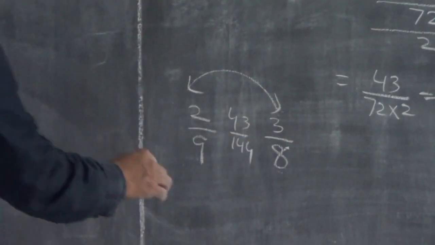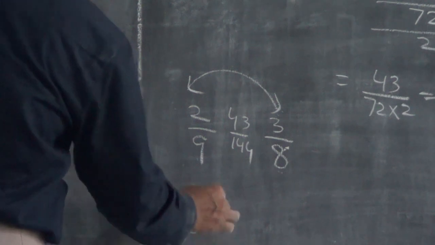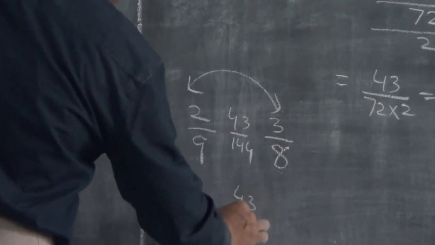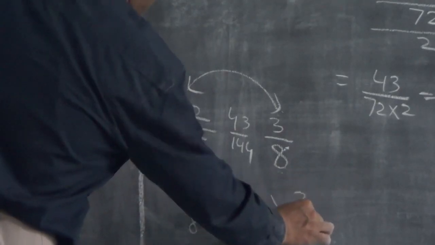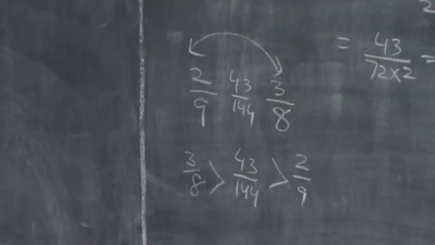If you want to arrange it in descending order, you have to write 3 by 8 here, which is greater, then 43 by 144 will be in the middle, and here 2 by 9 will come. This is your answer for question number 1.